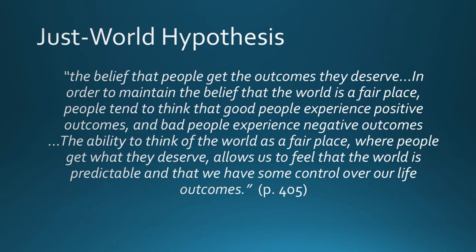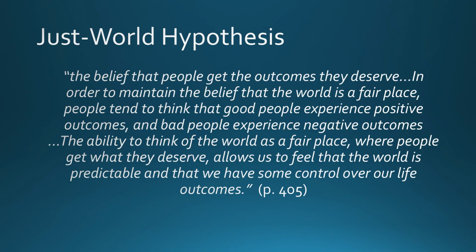The just world hypothesis is the belief that people get the outcomes they deserve. In order to maintain the belief that the world is a fair place, people tend to think that good people experience positive outcomes and bad people experience negative outcomes. The ability to think of the world as a fair place where people get what they deserve allows us to feel that the world is predictable and that we have some control over our life outcomes. I think as people, we want to have some control on life and its outcomes.